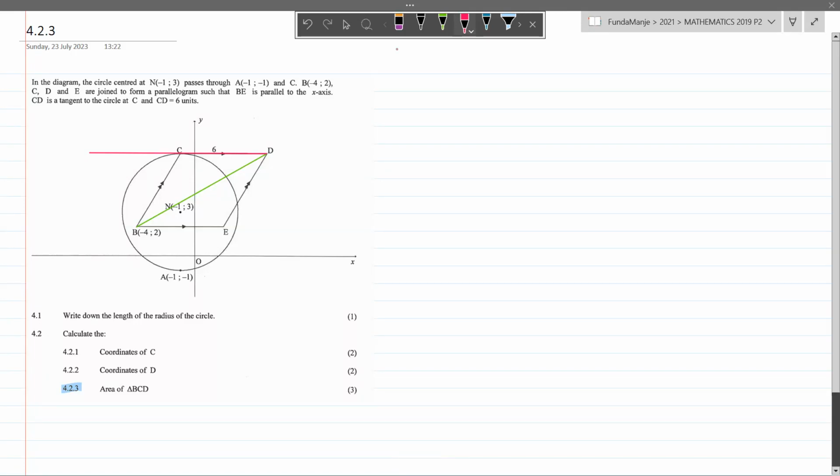4.2.3 says calculate the area of triangle BCD. Now triangle BCD, I've outlined the side BD in green such that we can see the area of which we need to find. That would be this one over here. And within this area, we can see that we have the side 6, and we know there are two formulas that we mostly use in order to find area of a triangle.